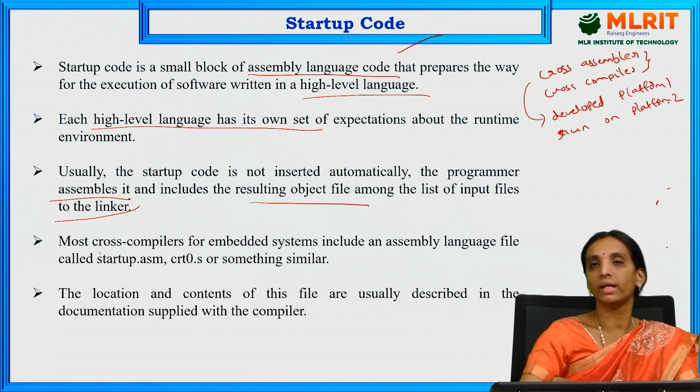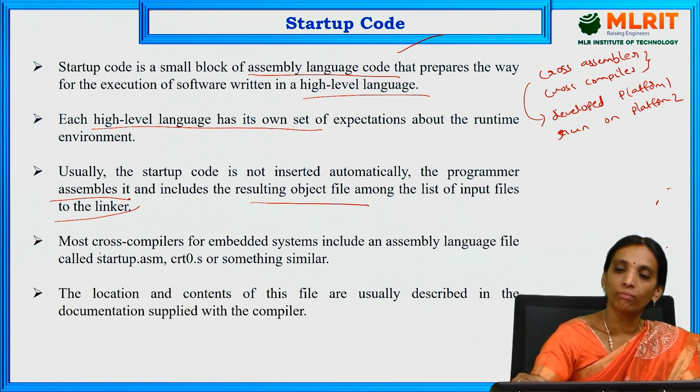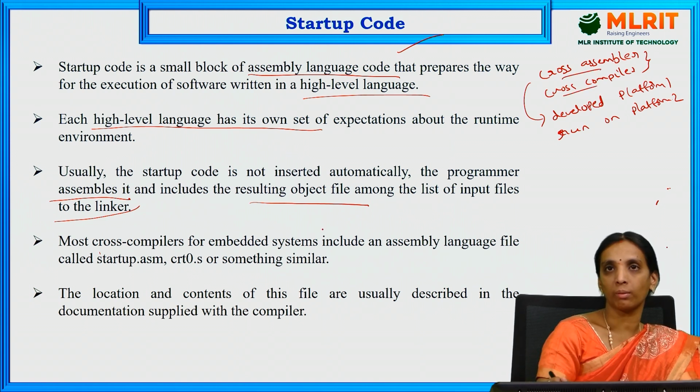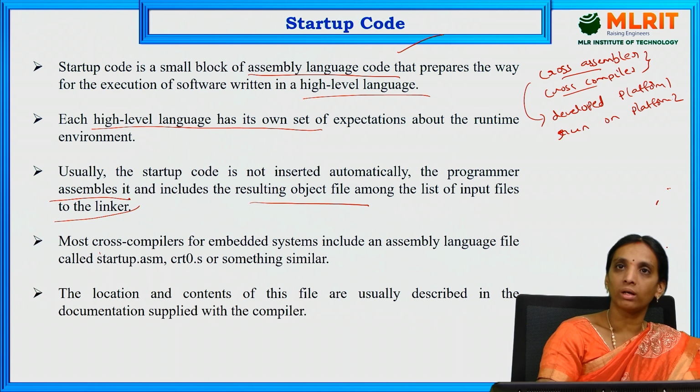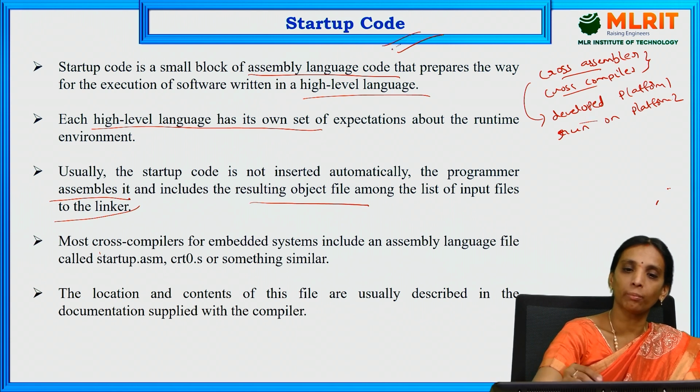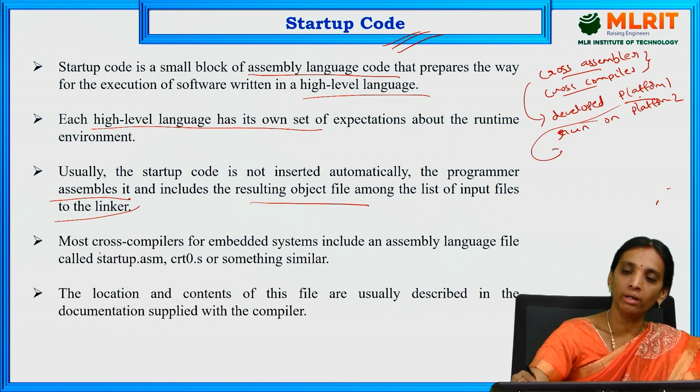Therefore the startup codes are needed for the cross assemblers and cross compilers, because the object files or the programs which are written in the high level language are different from the programs written in the assembly language. To link up all these programs we have to use the startup code. So startup code written on platform 1 can be used in the cross assembler to link the programs written on platform 1 with platform 2.